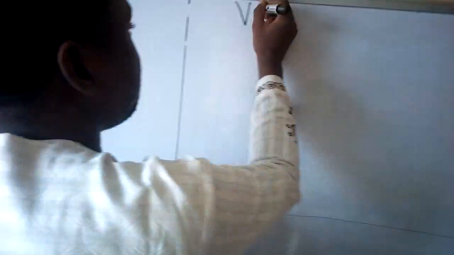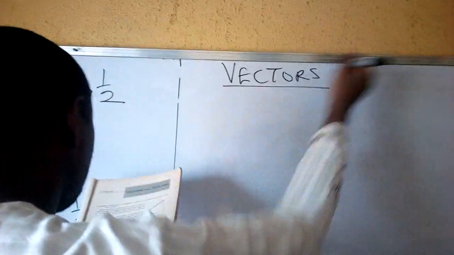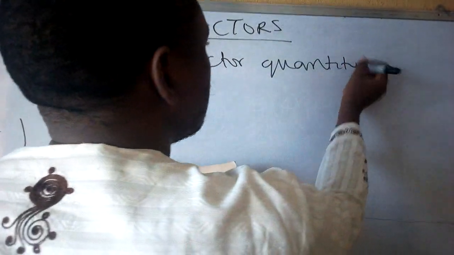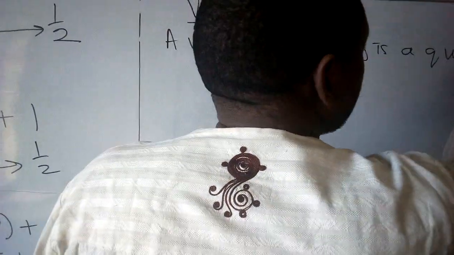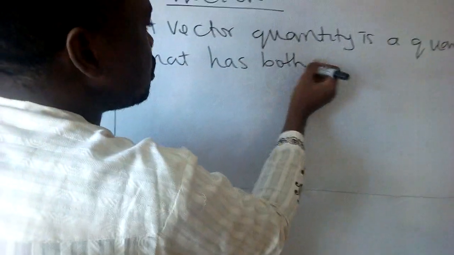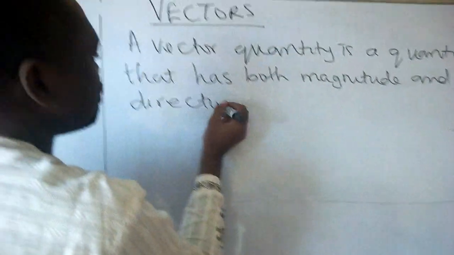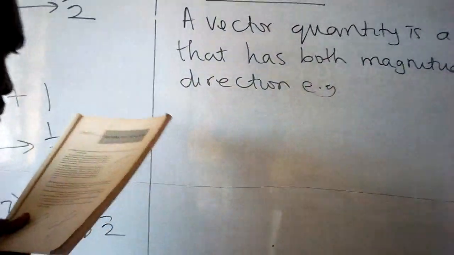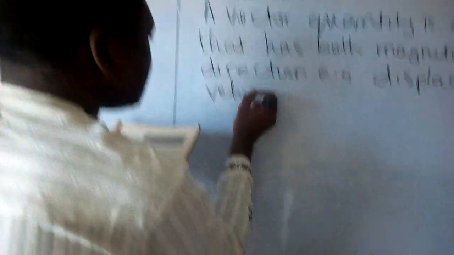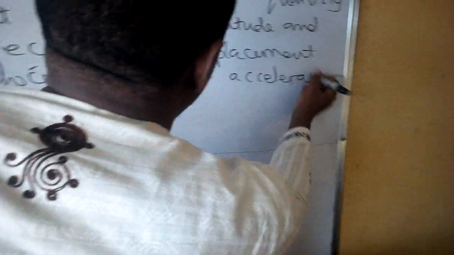Today we are looking at vectors. So, a vector quantity is a quantity that has both magnitude and direction. Examples: displacement, velocity, force, and acceleration.